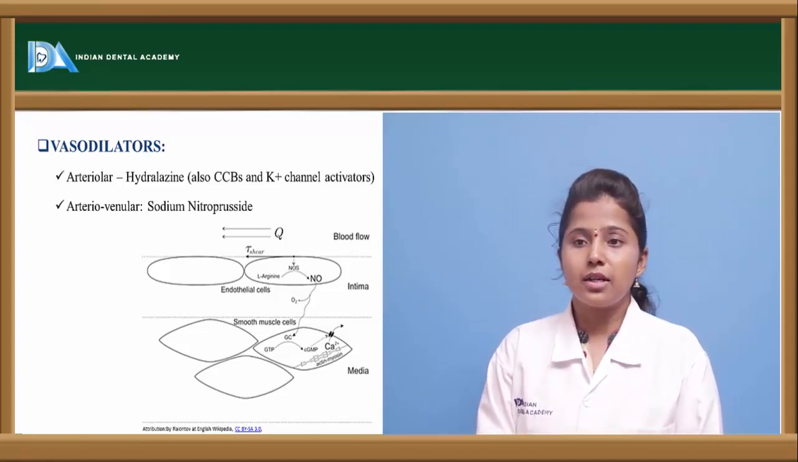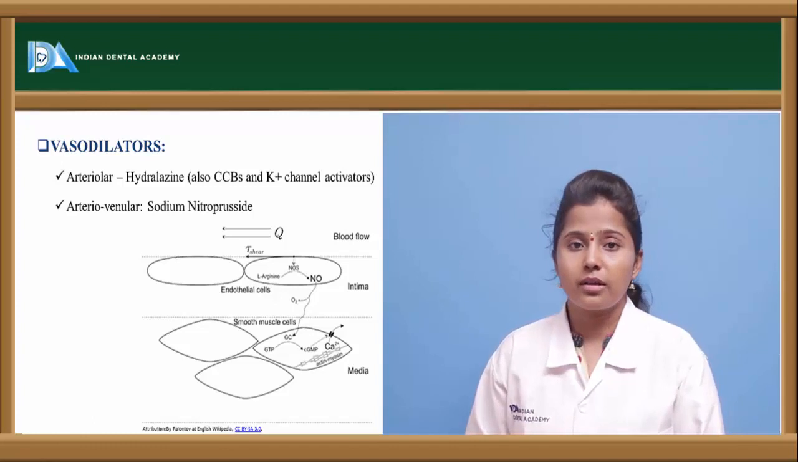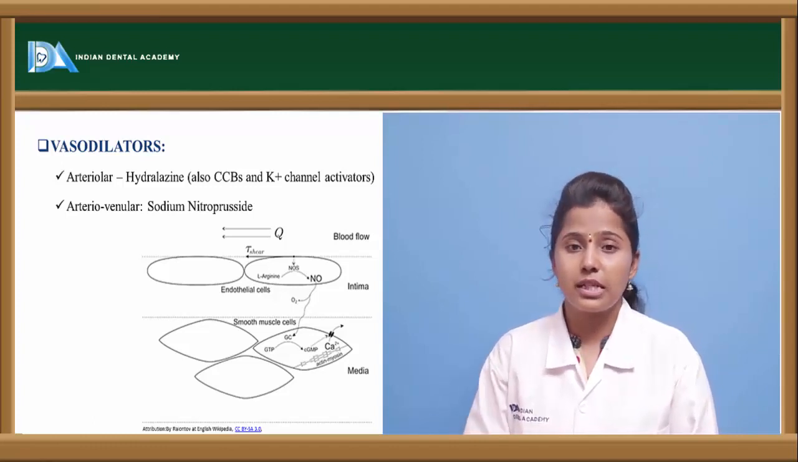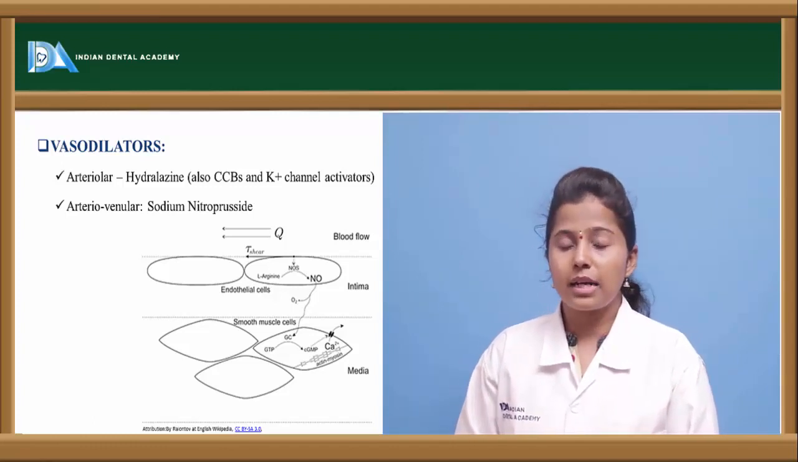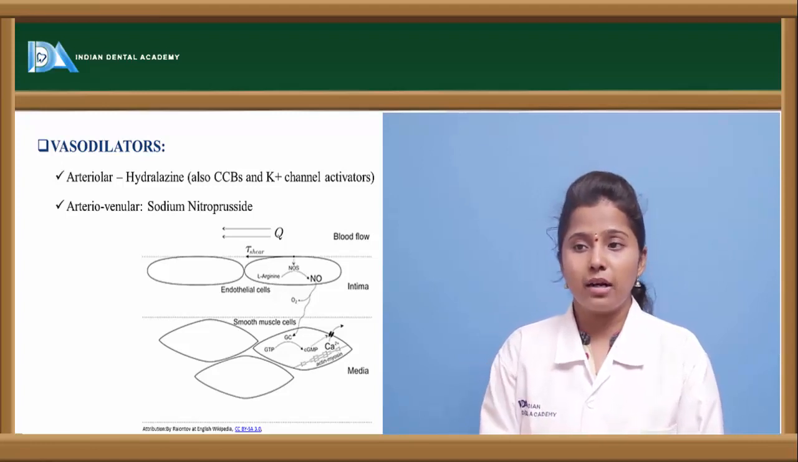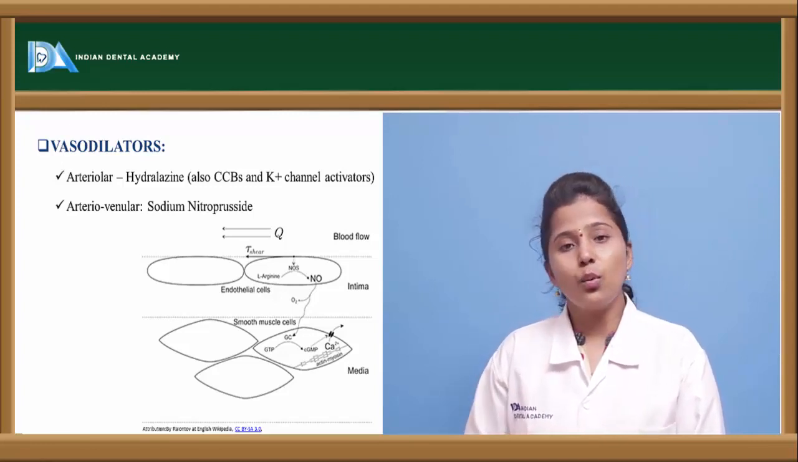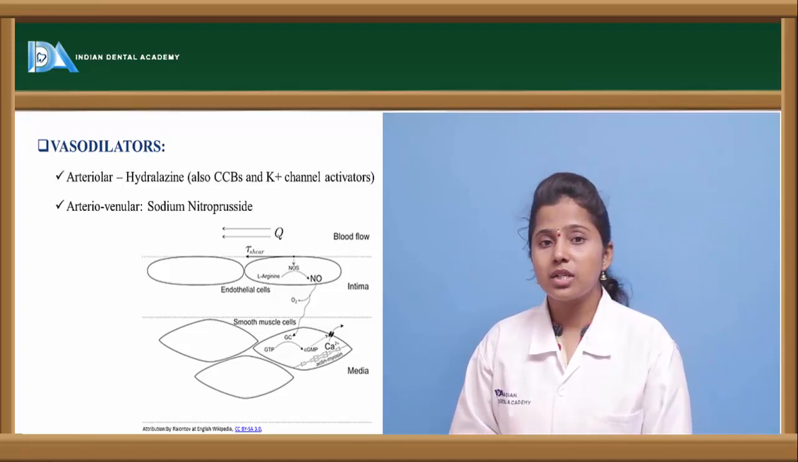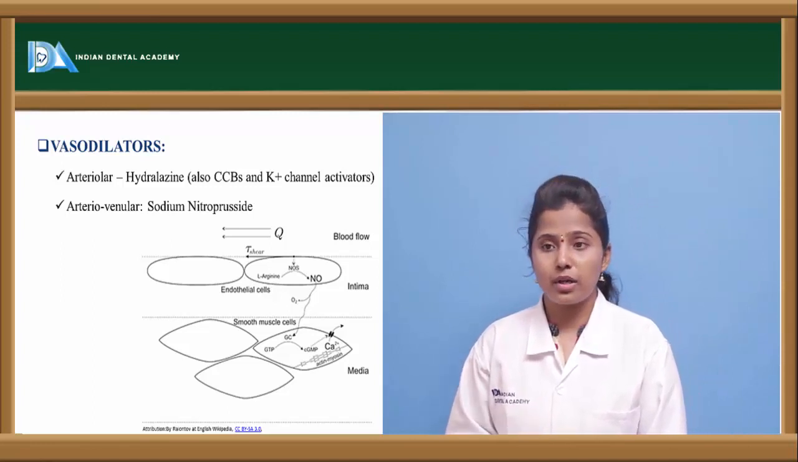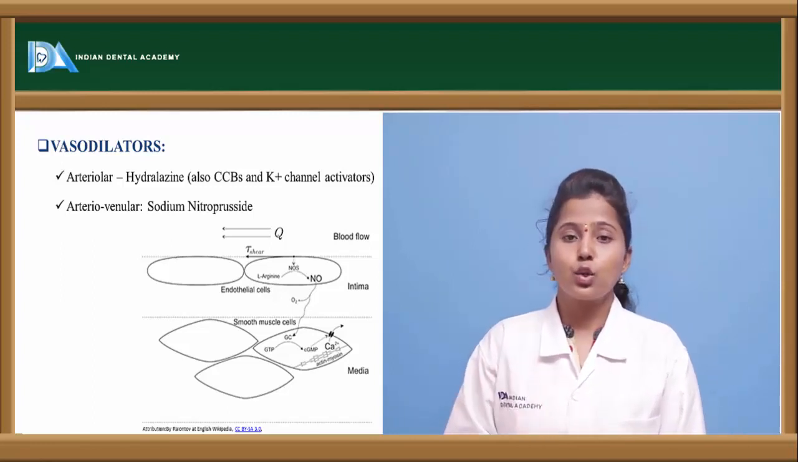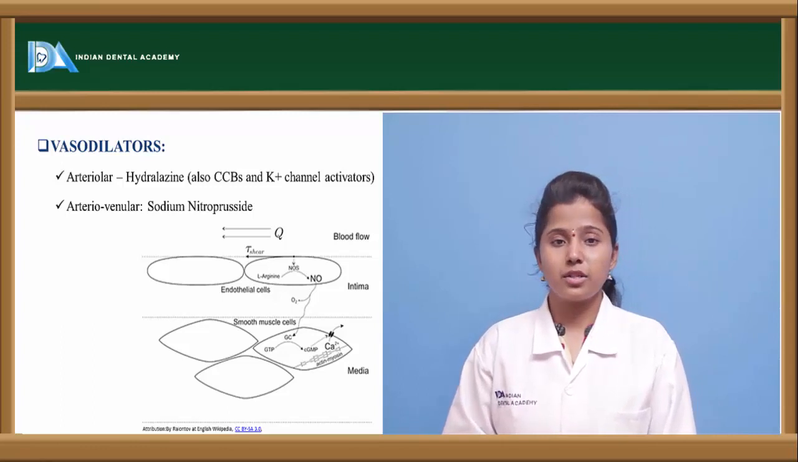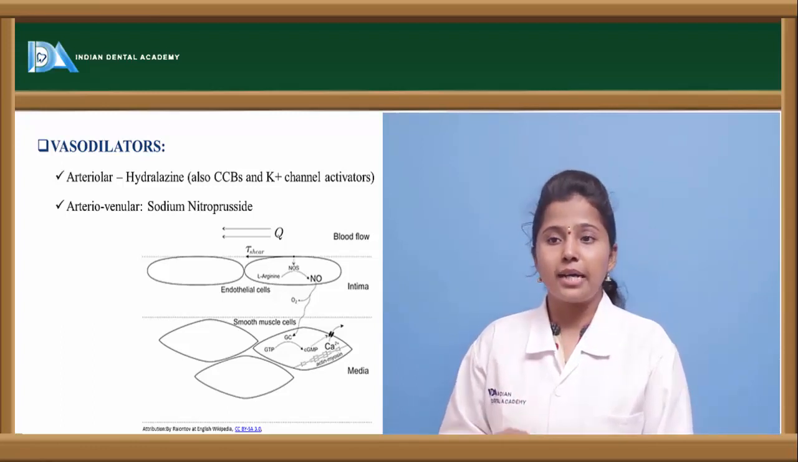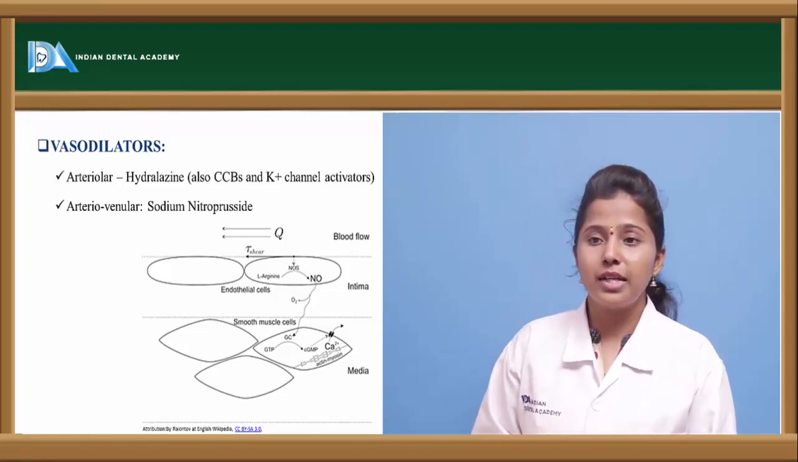So these are drugs like arteriolar vasodilators, that is vasodilation caused in the arteries. That class of drugs includes hydralazine. And arteriovenous vasodilation, that is vasodilation which occurs in both arteries and veins, is caused by sodium nitroprusside. Sodium nitroprusside causes vasodilation in both arteries and veins, but hydralazine causes vasodilation only in the arteries.